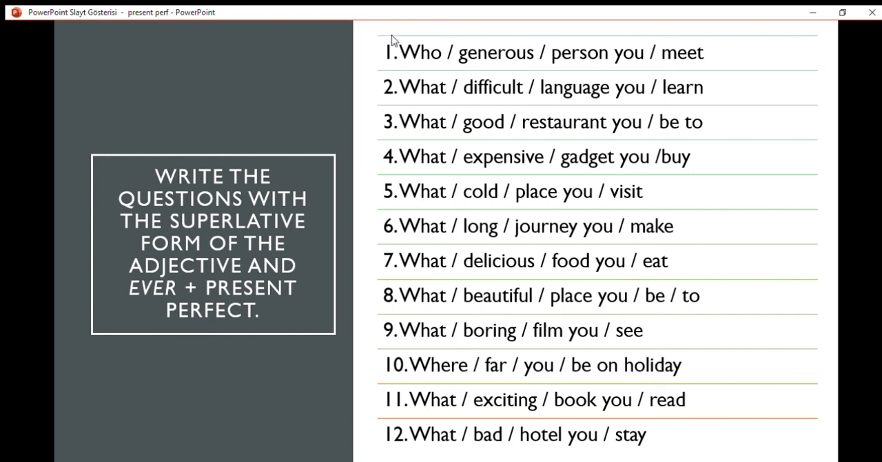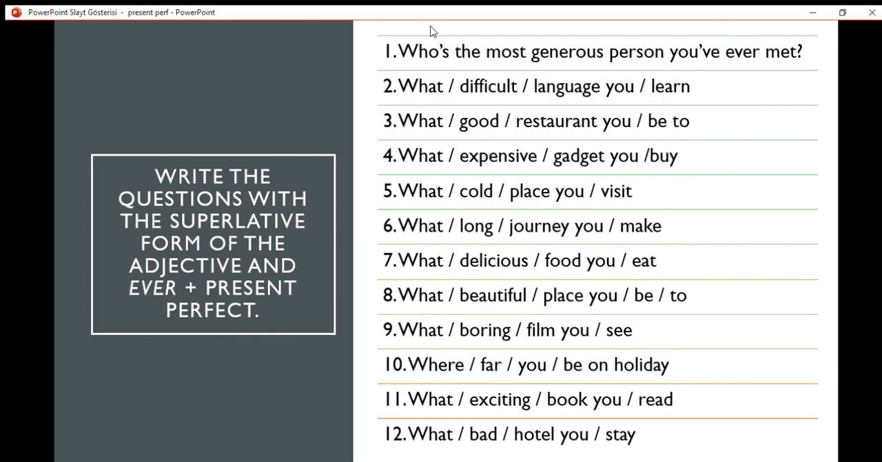And the question is who, not meet. So we're going to say who is, this is short for is, not has. Who is the most generous person you've ever met? The question is not here, not have you met. The question is who is. So we don't say, who has the most generous person been? No. Who is the most generous person you've ever met? So I'm asking about the person you know who is a generous person and actually who is the most generous person you know.